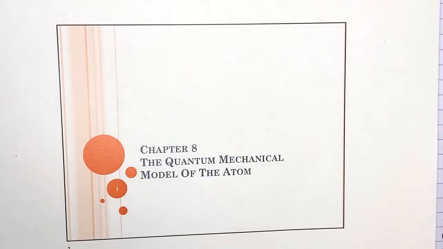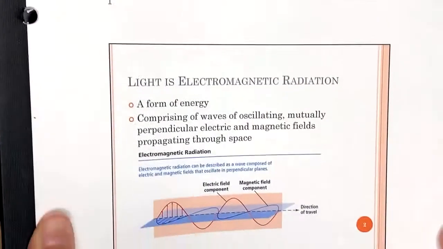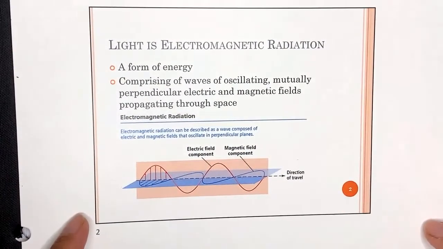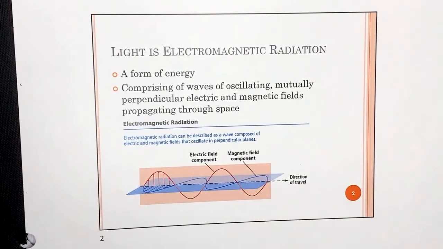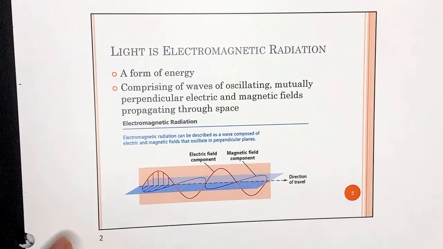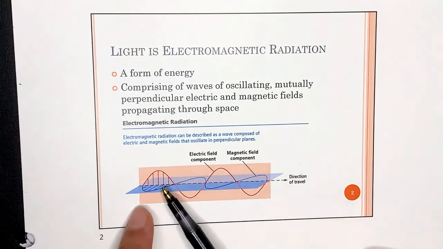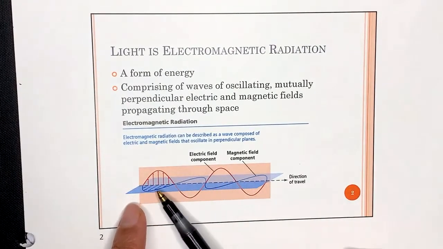All right, we are going to be going over chapter 8. Chapter 8 is over the quantum mechanical model of our atom. So the first thing we want to investigate is light as an electromagnetic radiation. So what is light? Light is an electromagnetic radiation. It's a form of energy that has an electric field component and a magnetic field component.